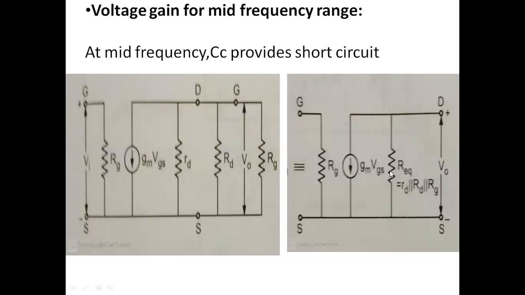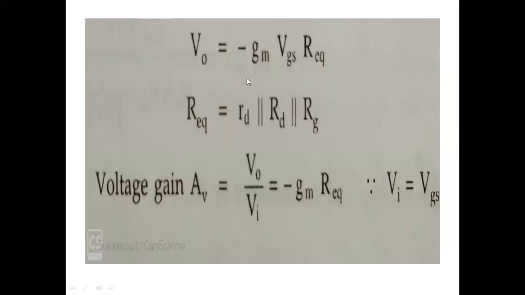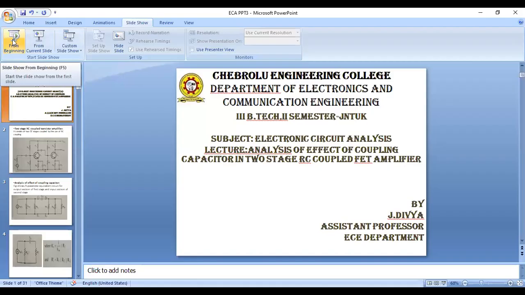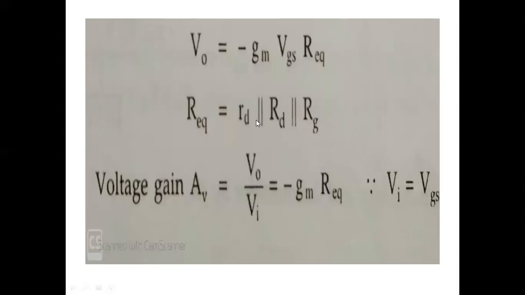If you have current and resistance, what is the voltage? V is equal to IR. So I is gm VGS and the resistance is R equivalent. The current flows in this direction, so the total voltage becomes minus gm VGS into R equivalent. That voltage source is in series with the resistance R equivalent, and the total circuit becomes Thevenin's equivalent circuit. This topic we have already covered in the previous session; we are just using that analysis here.